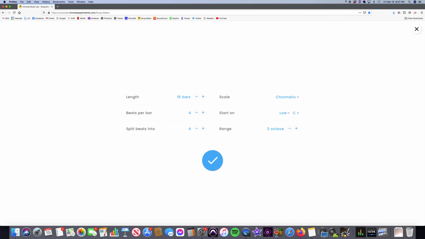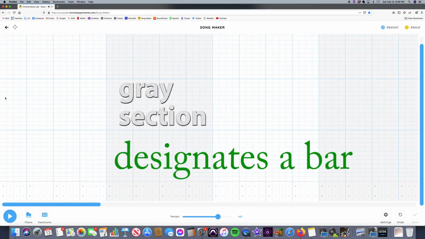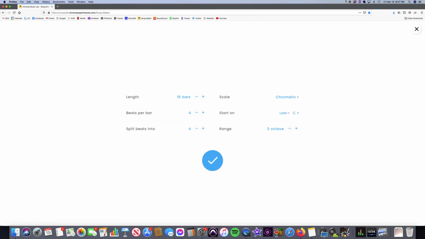So 1, 2, 3, 4, 2, 2, 3, 4, 3, 2, 3, 4, 4, 2, 3, 4. I just counted out 4 bars in 4/4 time. So each, as I'm going to mention a little later, each white section and each gray section in Songmaker designates a bar. So that's what that is, 4 beats per bar.